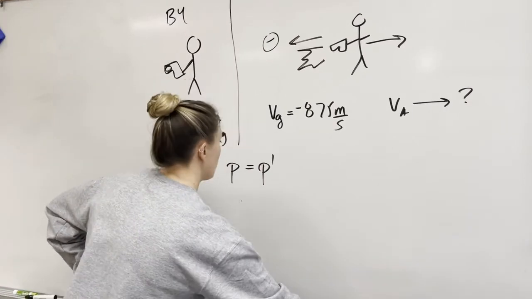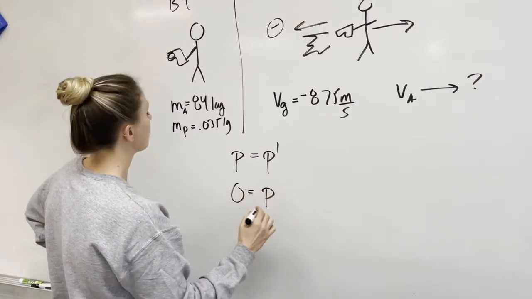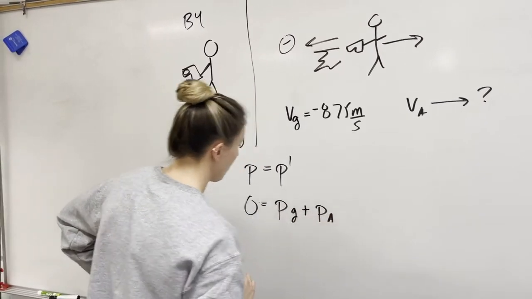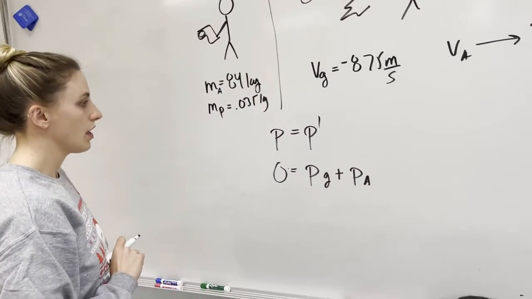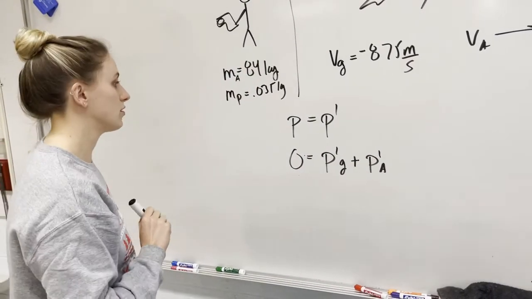Before, the momentum is 0. So 0 equals the momentum of the gas afterwards plus the momentum of the astronaut afterwards. Put the little primes there after the momenta. I always forget to do that. It's important to write those in there.